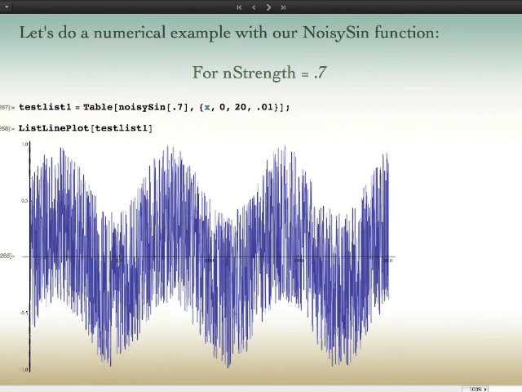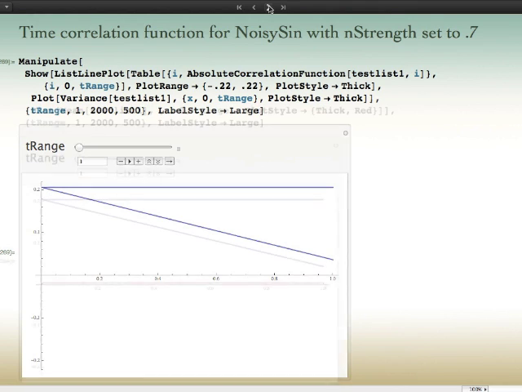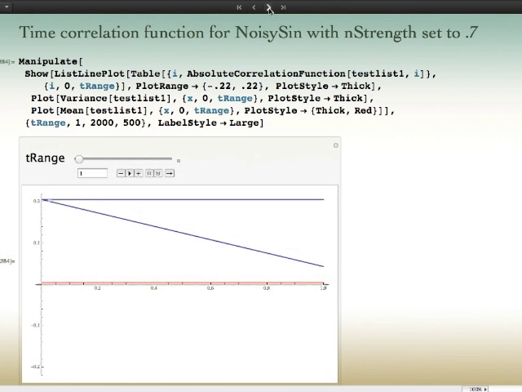So if I'm trying to figure out the memory of this, that means I'm trying to figure out that if I make some measurement and then another measurement a given number of time steps later, how well am I going to be able to predict what that second measurement is if I know what the first one is? Or in other words, how long is the memory of this particular system? So now we're talking about the memory of our noisy sine function with n strength 0.7.